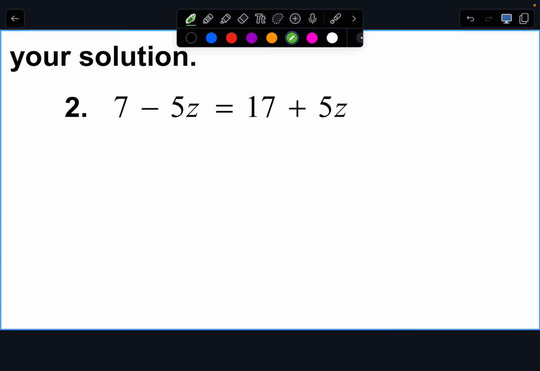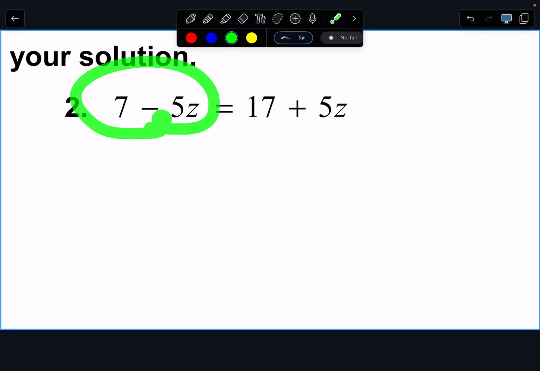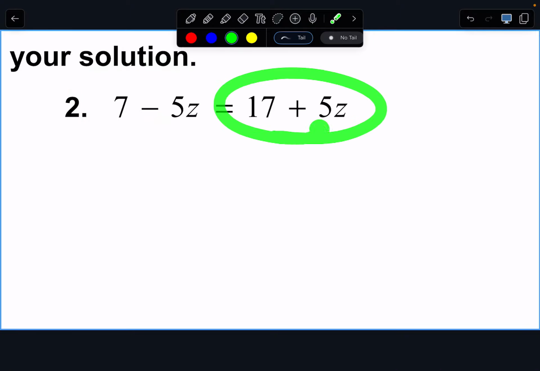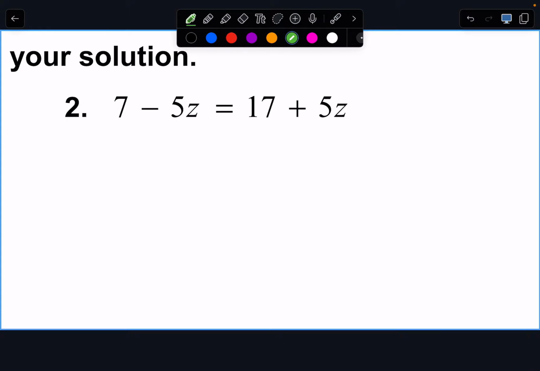Okay. So, is there anything to distribute? Do you see parentheses? Okay, so no. The answer is no. Now, when I say combine like terms, it needs to be on one side or the other. Are there like terms over here? Are there like terms over here? No. Okay, so then we move on to the next step. Do we want our z's to be collected on the left or the right? Okay, so here's the deal. Does it matter? No.